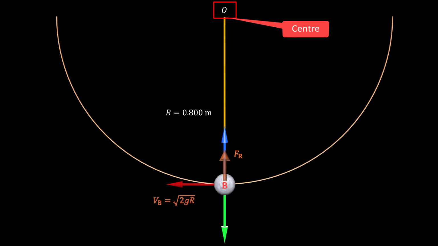This component of the resultant force is what we call the centripetal force, and it is related to the speed as follows. So we are going to write the centripetal force F capital R C equals to mVB squared divided by R. Now the reason why I put a subscript capital R next to the F is simply to tell you that this is a resultant force.